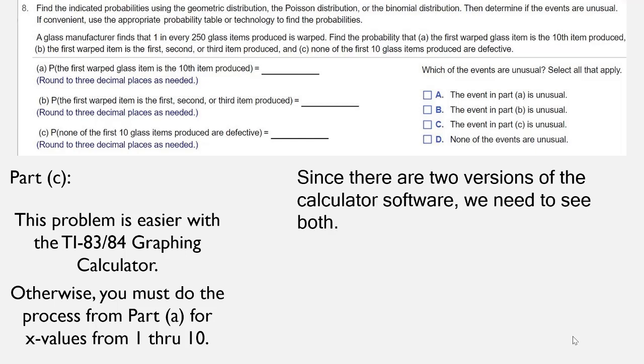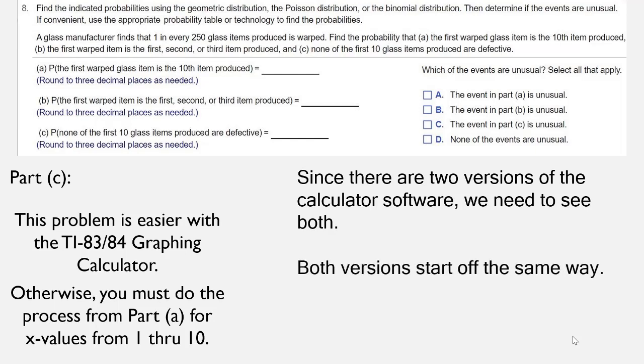Okay, the TI 83 and 84 have undergone some software updates in newer models of those calculators, and so some of you may have two different versions of the calculator software depending on what kind of calculator you have. So we're going to talk about both of those versions of the calculator.